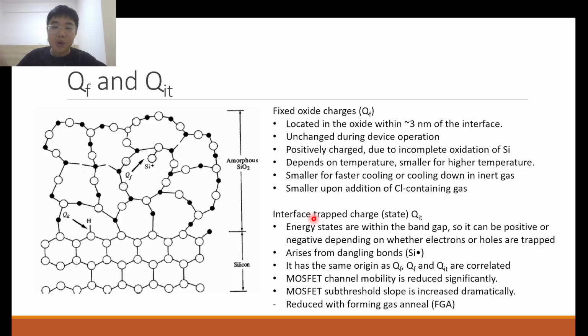And one way we can reduce these interface trap charges is by using the forming gas anneal. So we anneal the interface, or basically the oxide and silicon layers, with a combination of nitrogen and hydrogen gas. What is very important is that the hydrogen atoms can go to these dangling bonds and form a silicon-hydrogen bond that basically passivates the interface trap charges and resolves this issue of interface traps.